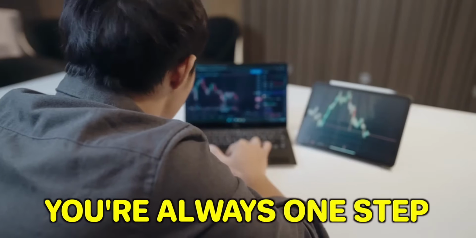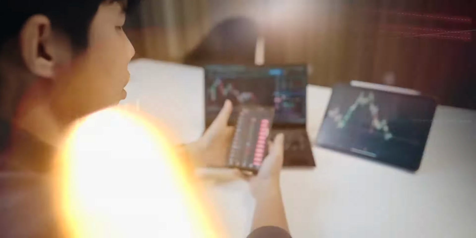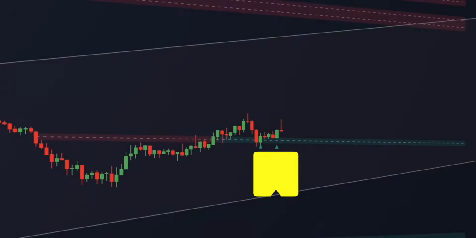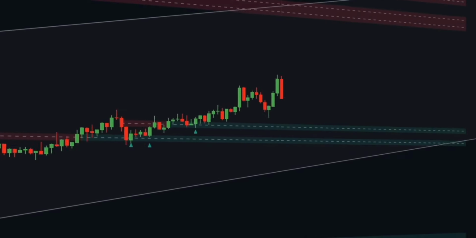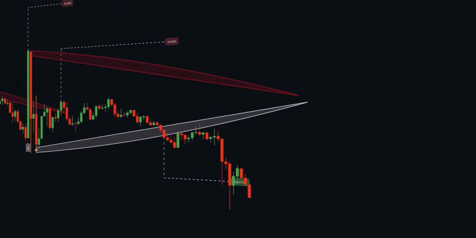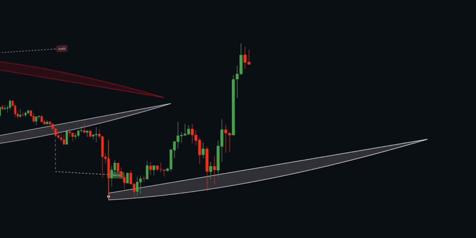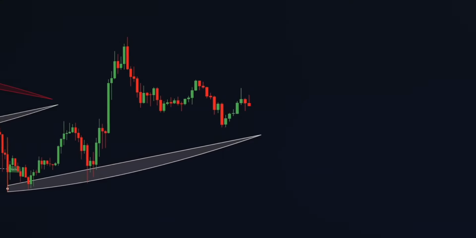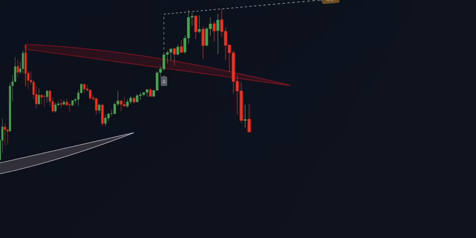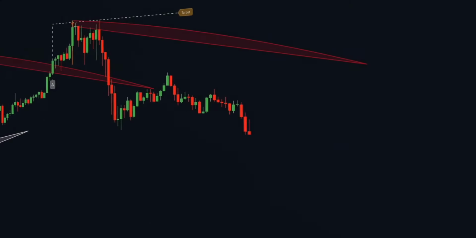Do you ever feel like you're always one step behind the market, constantly missing out on those key signals that could have been profitable trades? You're not alone. It's a common challenge many traders face, navigating through the noise to find those elusive, game-changing signals. But what if I told you there's a way to turn the tables?